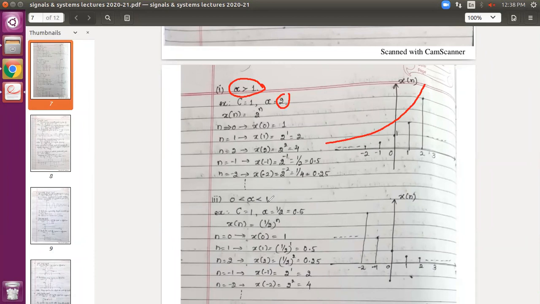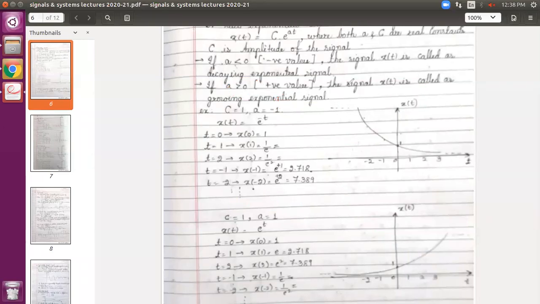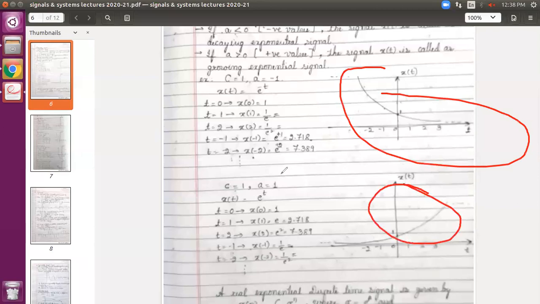And the second case, if you observe, when you take alpha between 0 and 1, I have taken 0.5. You can try with any other value between 0 and 1. It looks like it is exponentially decreasing. The same thing you can observe here also. For 2 conditions we have already drawn. Exponentially, sorry, this is decreasing and this is increasing, for A values negative or positive.